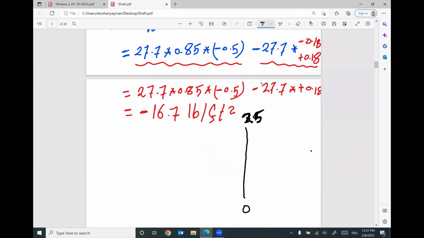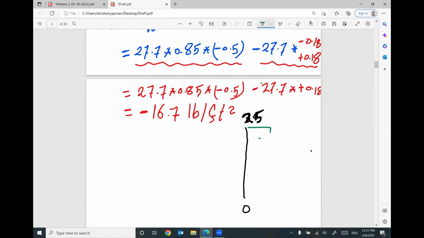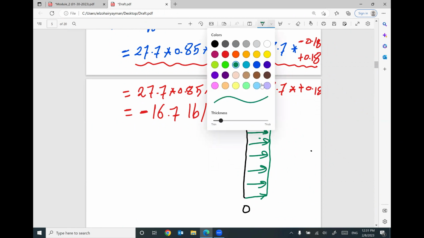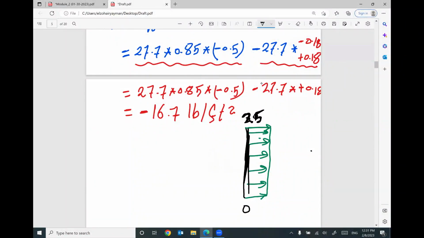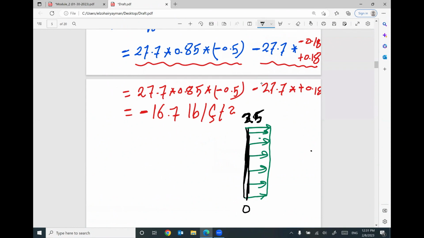So from 0 to 50, we will have this constant value. Wait, I have a mistake here. This value is not pressure. This value is suction. Here is your wall. This is a vertical wall, which represents this wall. So your pressure is suction, equal to 16.7 pounds per square feet. How did you know it's a suction? Because we have a negative value.